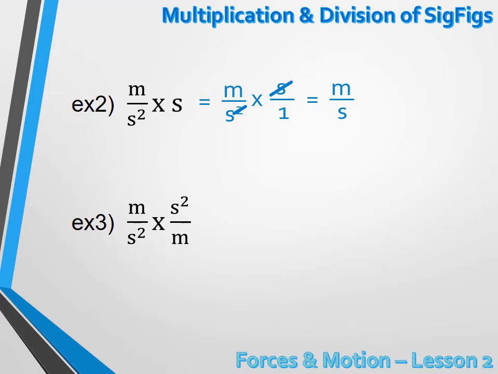Now if I had meters per second squared multiplied by seconds squared per meter in the question, meters and meters would factor out, seconds squared and seconds squared would factor out, and that would leave me with no unit.